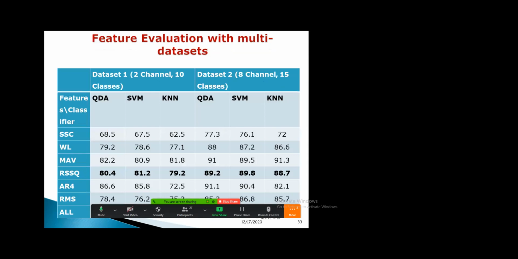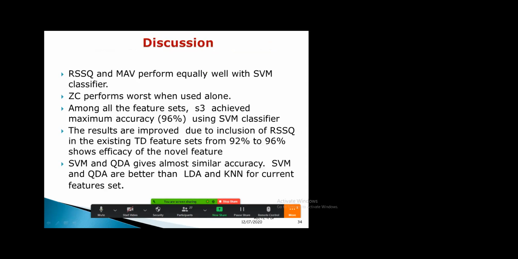So with the help of these different features and feature sets that we use, we found that our feature RSSQ did give us some good values with all these three classifiers. These are existing classifiers, QDA, SVM, KNN, and we started classifying our features and found that our features RSSQ and MAV perform equally well with the SVM classifier. And some other conclusions we have drawn, that ZC performs worst.